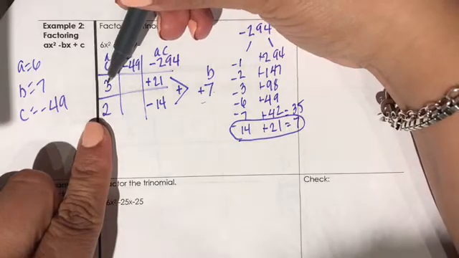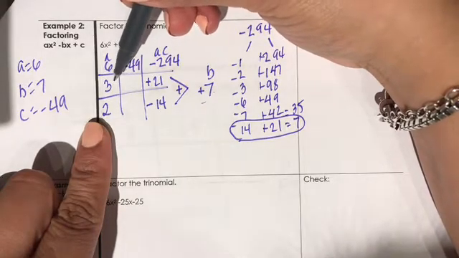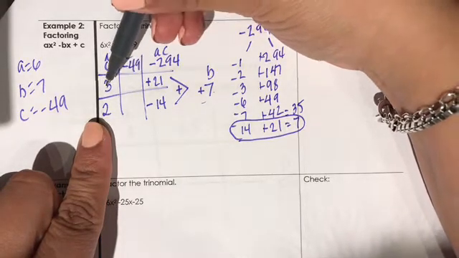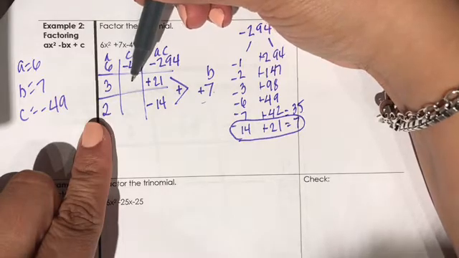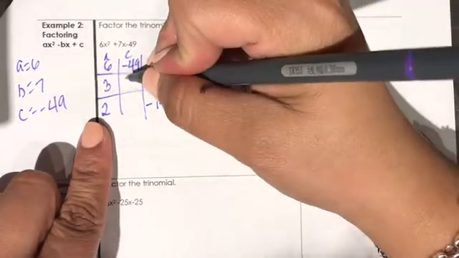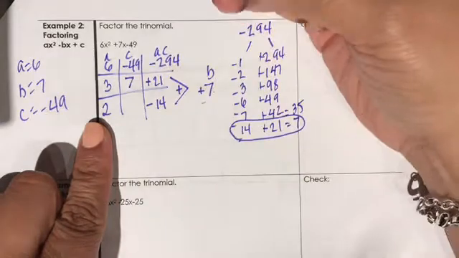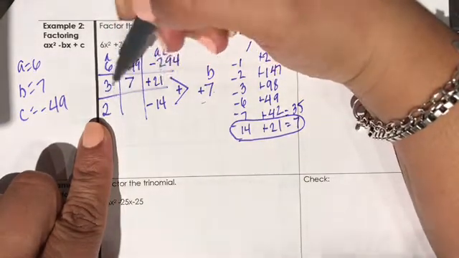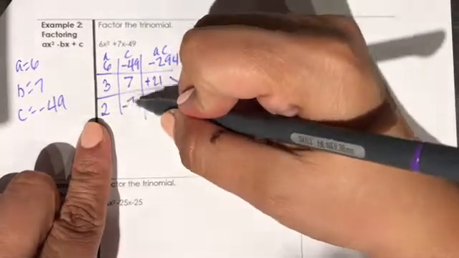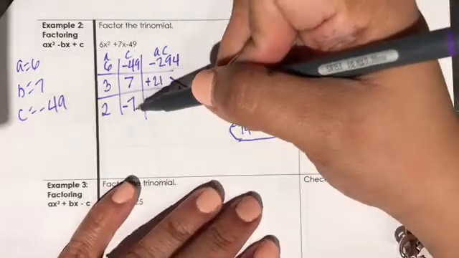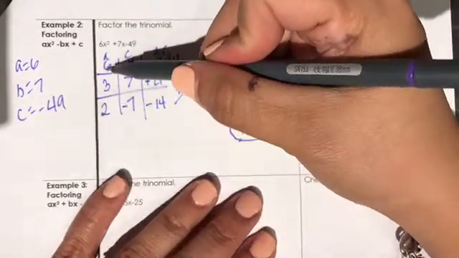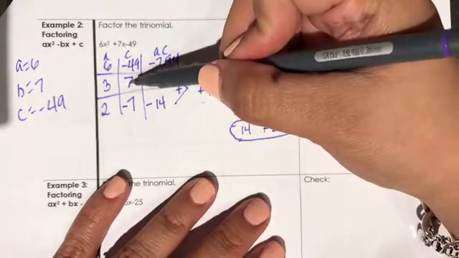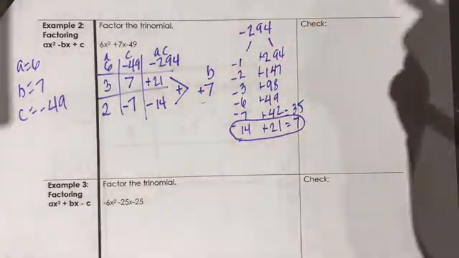Now we're going to look at what number I multiply 3 by to equal 21. That's going to be 7. I'm going to look at what number I multiply 2 by to get negative 14. That's going to be negative 7. And now I'm going to check going vertically. 2 times 3 equals 6. Negative 7 times 7 equals negative 49.